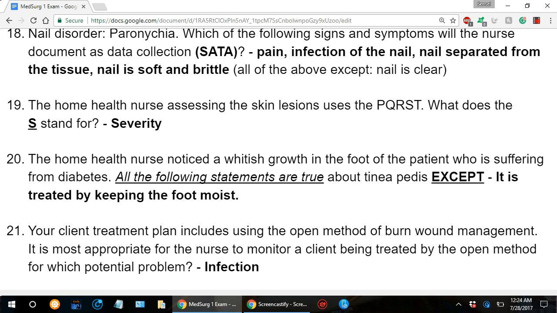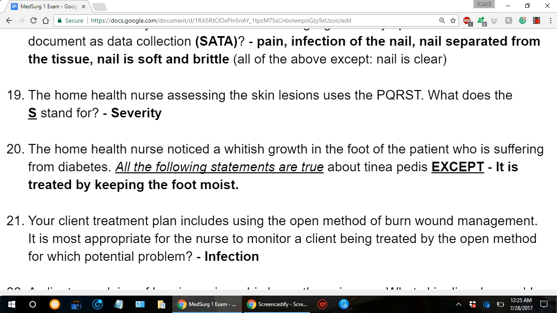The home health nurse assessing the skin lesions uses the PQRST. What does S stand for? The answer is severity.